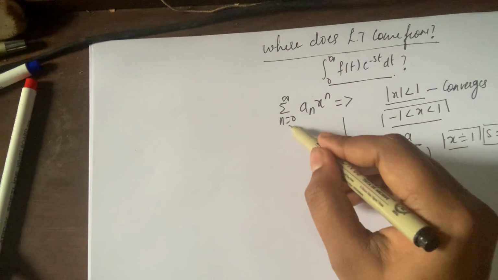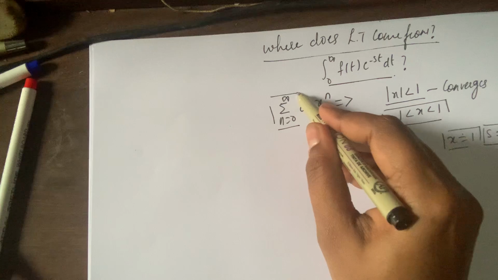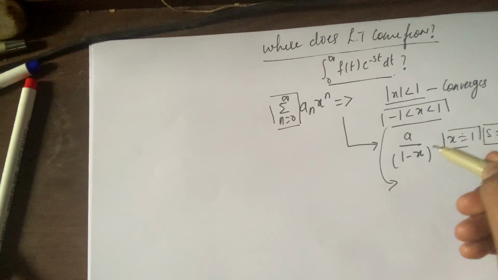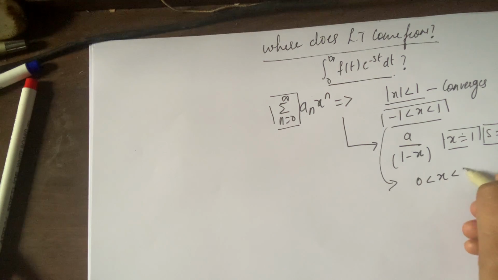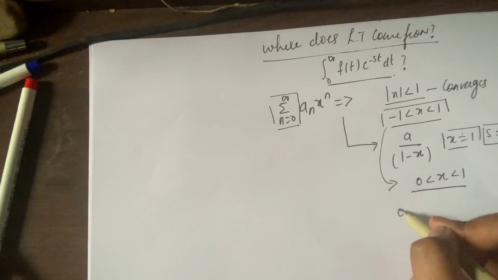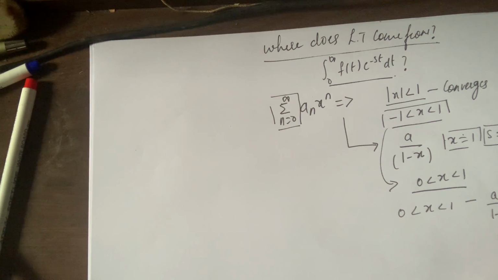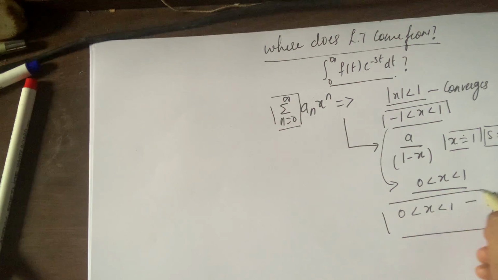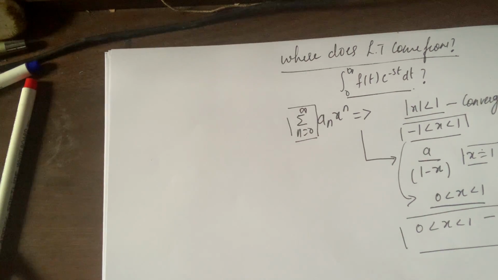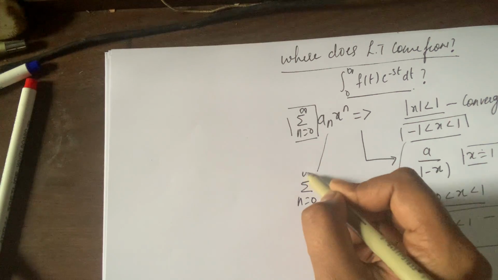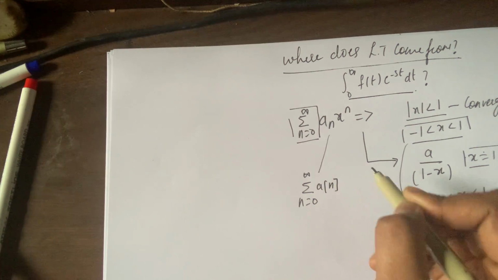And one more thing is, if you notice, the summation series is from 0 to infinity. So that means this inequality will become 0 ≤ x < 1. So there are two things. The inequality is 0 ≤ x < 1, and the summation of this series is 1 over 1 minus x, right? The two things. And for convenience, I'll be rewriting this as the series of a(n) x^n, right?